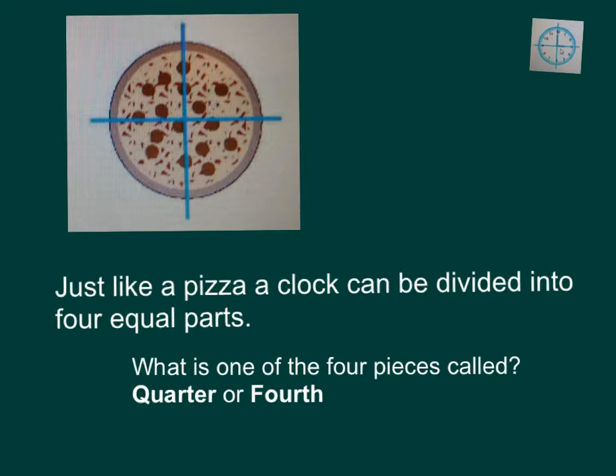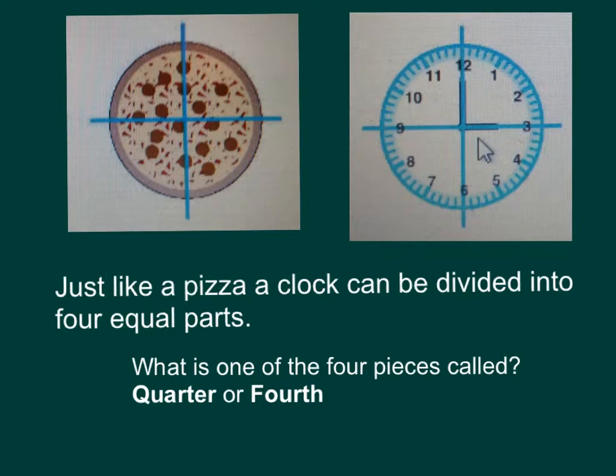Boys and girls, when we take a look at this pizza right here, we can divide it into 4 pieces, just like that. Each of these pieces is equal, so we have 4 equal parts. When we have a clock, boys and girls, it's just like a pizza. We can divide it into 4 equal parts as well, just like a pizza. So just like a pizza, a clock can be divided into 4 equal parts.